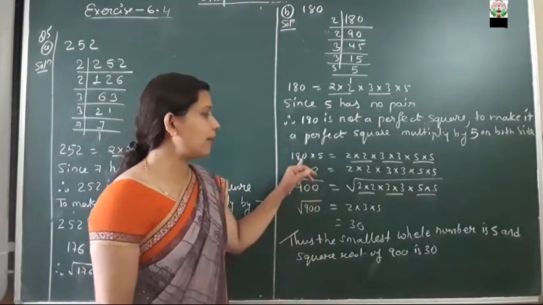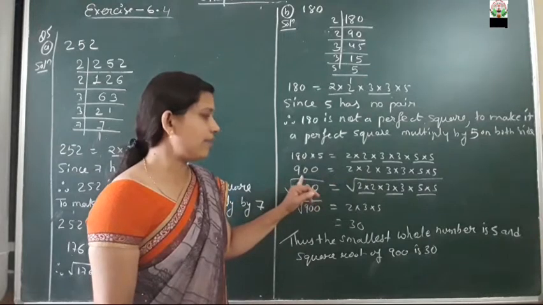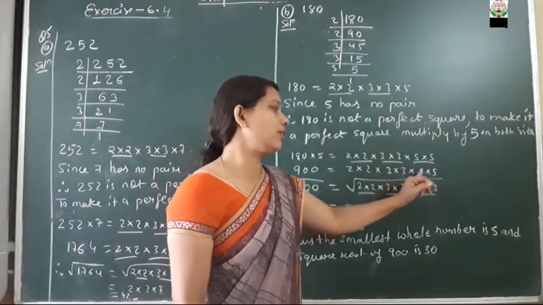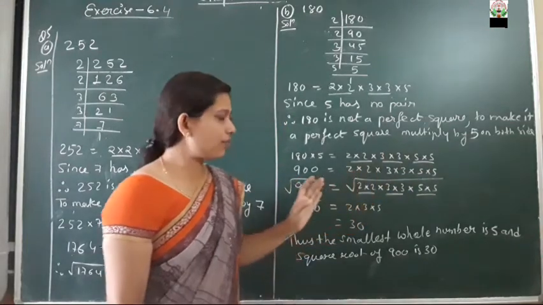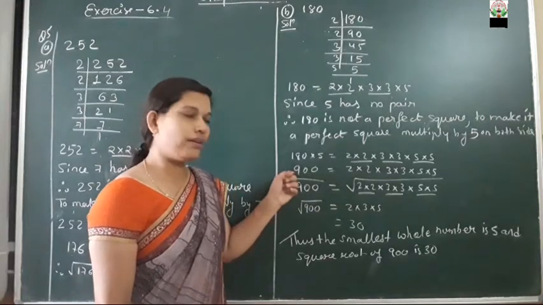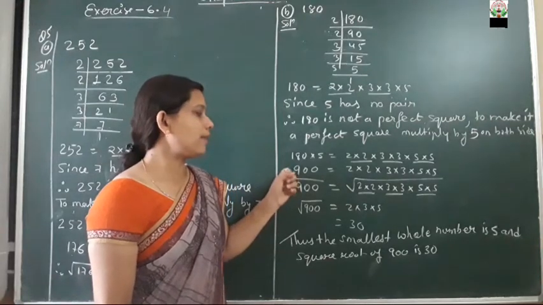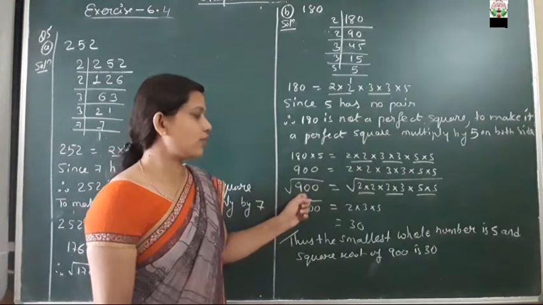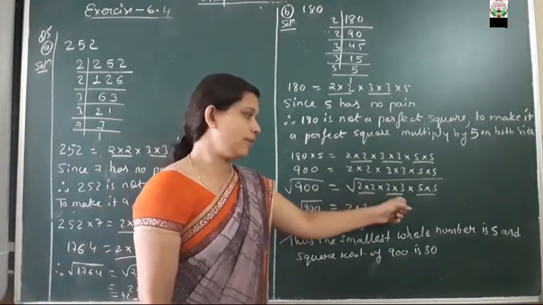Now when 180 is multiplied with 5, it will become 900. The factors of 900 are 2 into 2 into 3 into 3 into 5 into 5. Now after making it a perfect square, 900 is a perfect square. After making it a perfect square, we are going to find the square root of 900. So finding the square root of 900, pairs will be there.